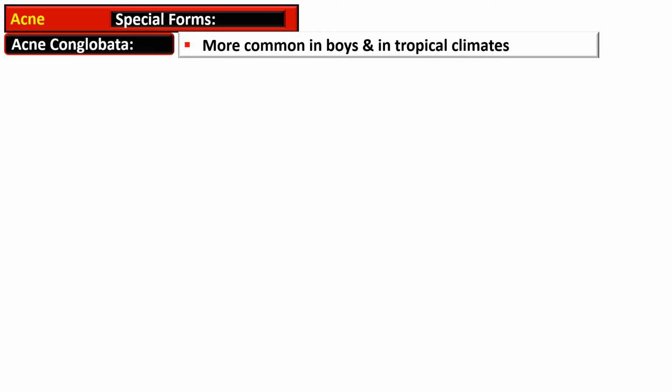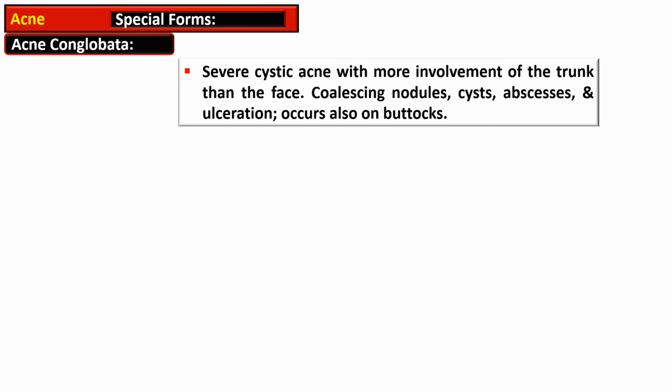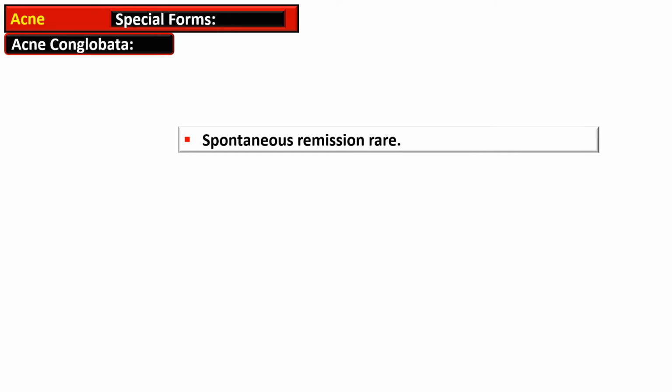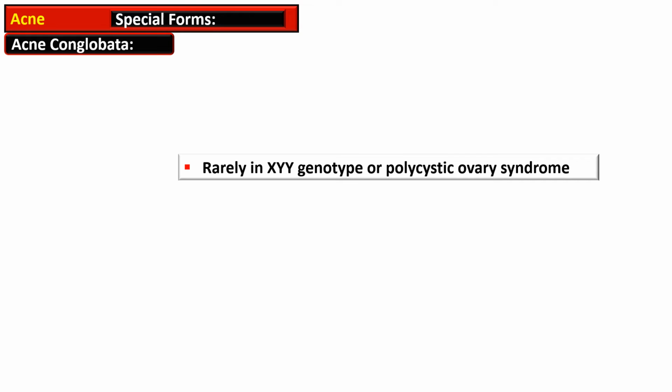Another special form of acne is acne conglobata. Conglobata is derived from a Latin verb, and this means to form into a ball or a globe. This form of acne is more common in boys and in tropical climates. There is severe cystic acne with more involvement of the trunk than the face. The nodules coalesce, cysts form, abscesses are formed, and there is ulceration. They occur also on buttocks. Spontaneous remission in acne conglobata is rare, and rarely these are seen in XXY genotype or polycystic ovary syndrome.